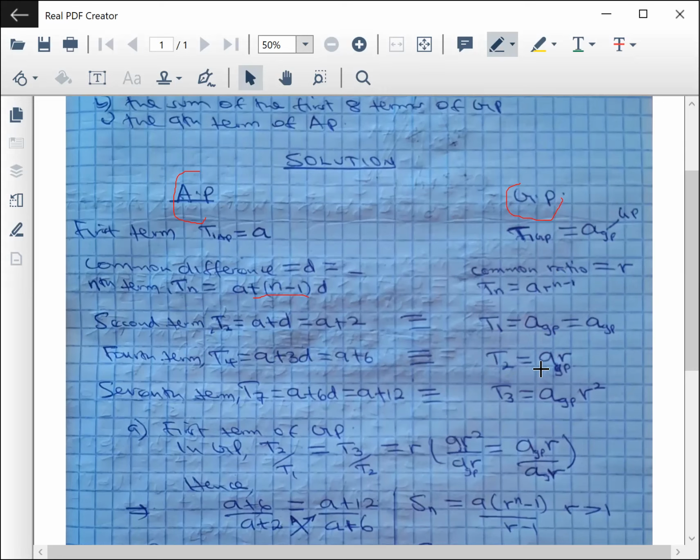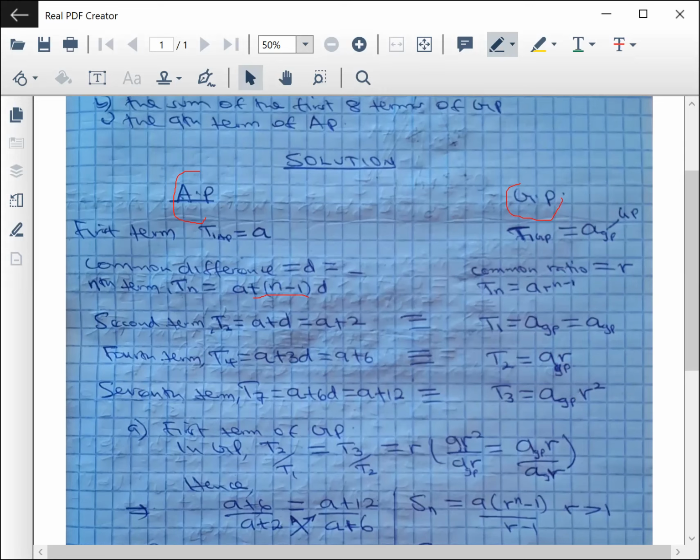The second term of GP will be A r power n minus 1. So if n is 2, it means 2 minus 1, which is 1. Instead of A r power 1, we just write A r. Then the seventh term of AP is equivalent to the third term of GP, which means it will be A GP, GP meaning geometric progression, times r squared, just A r squared.